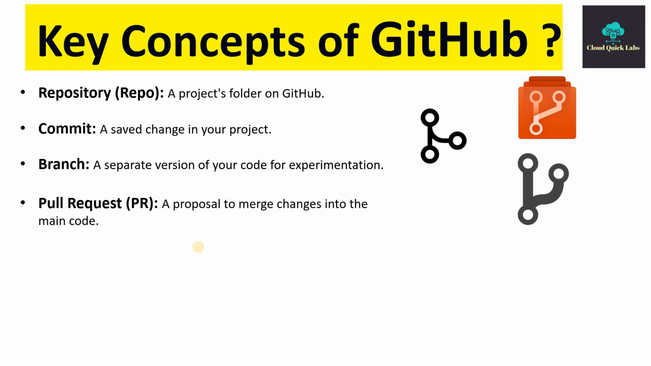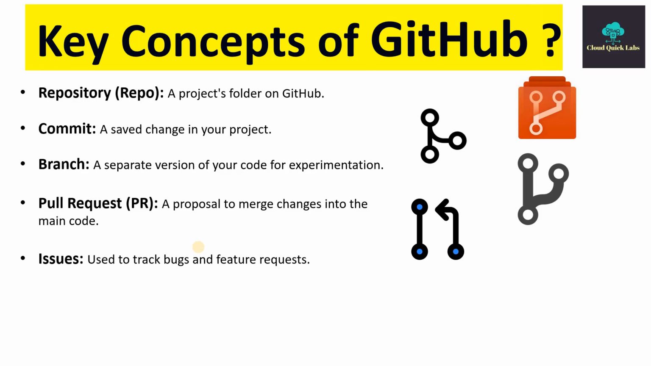Then the pull request. A pull request is a proposal to merge the changes into the main code. As I said, you are working on one branch, and that is your development branch, or you can call it a rough branch or feature branch, where you made some code and you have tested it, and it works well. Now you want to carry that code to a higher level, where you want to integrate it into a main stable code branch, and that's where the pull request concept comes into the picture.